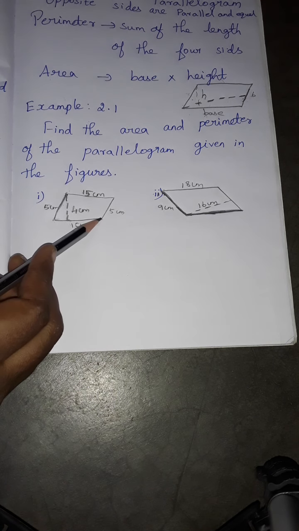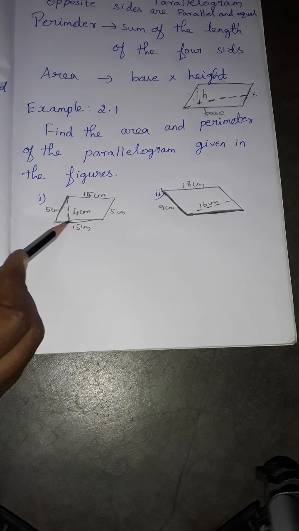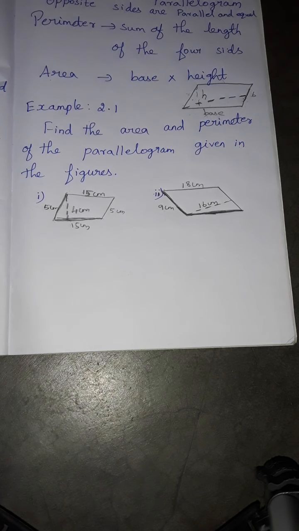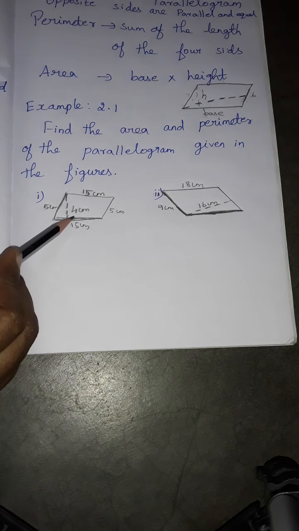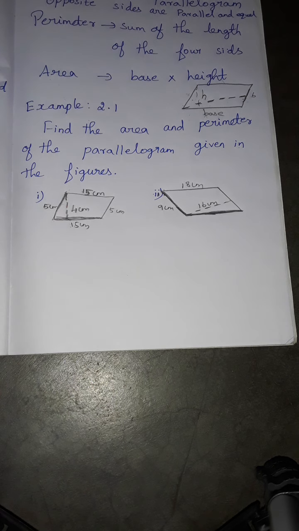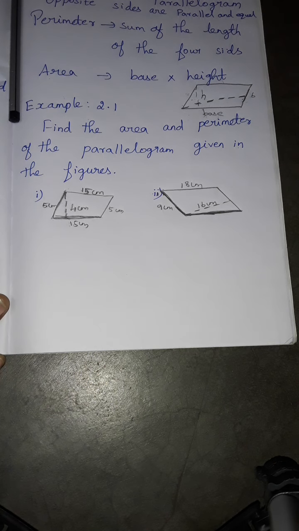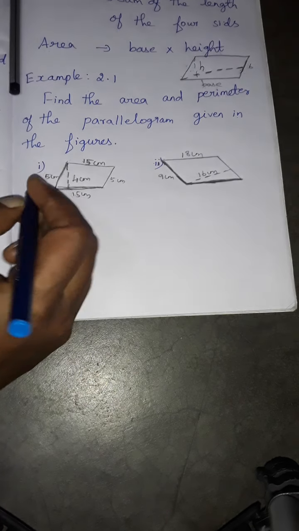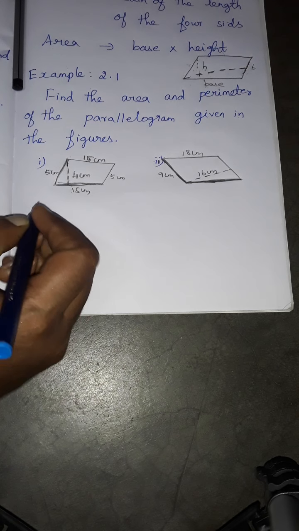This is the height, so which base do we have to take? You have to take this as the base. Okay, this is the base. So now we know the base and height. We are going to find the perimeter and area of the parallelogram. So what is the perimeter of the parallelogram?